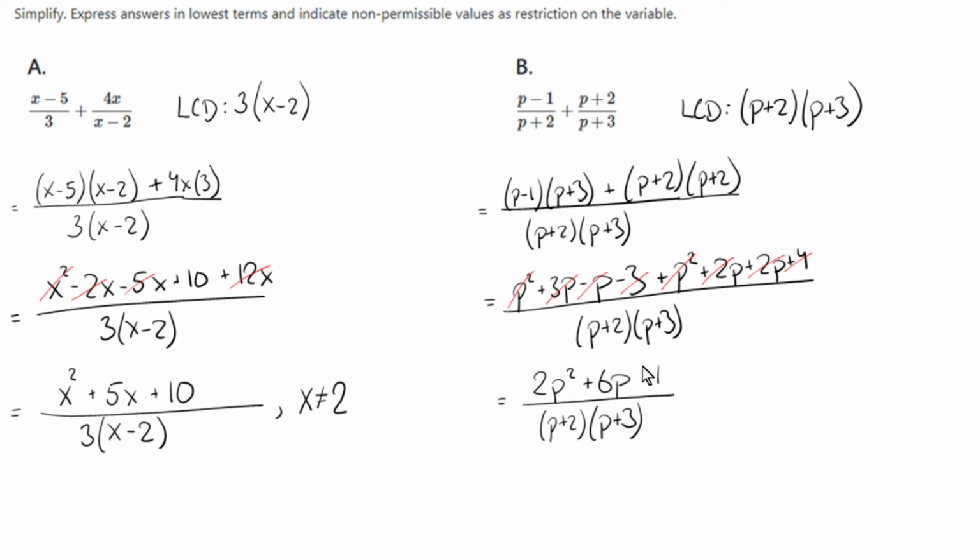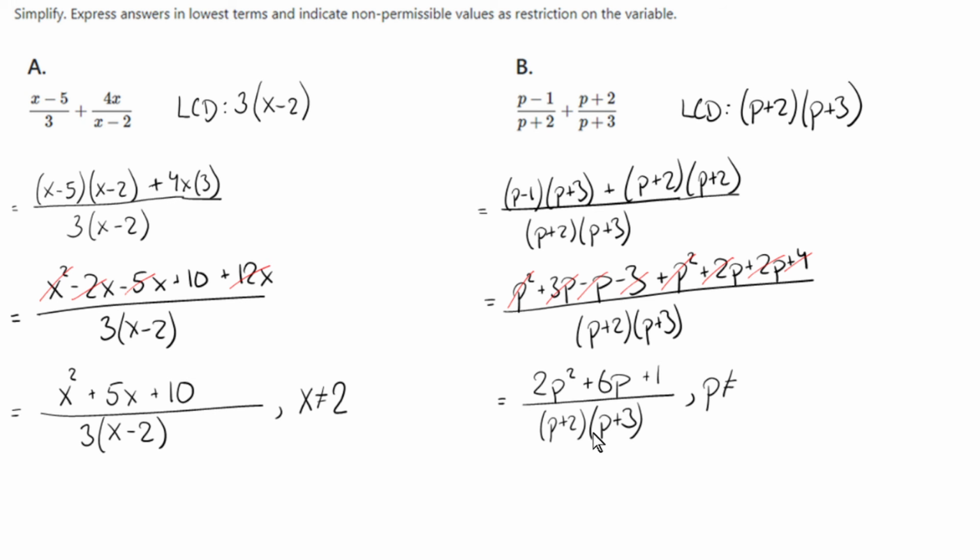And in the numerator, we now have a trinomial. So again, we want to double check that we cannot factor this trinomial. So if we would be able to factor this trinomial, we would be able to find two numbers that would sum to 6. If we add them, you get 6. And if you multiply them, you get 2. And there are no such two numbers, which means that all we need to do is state the non-permissible values as restrictions on the variable.